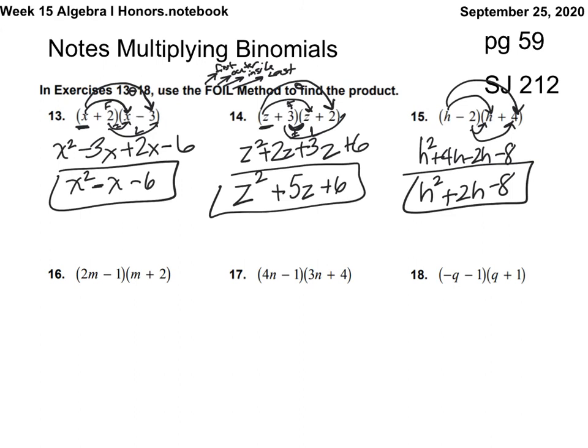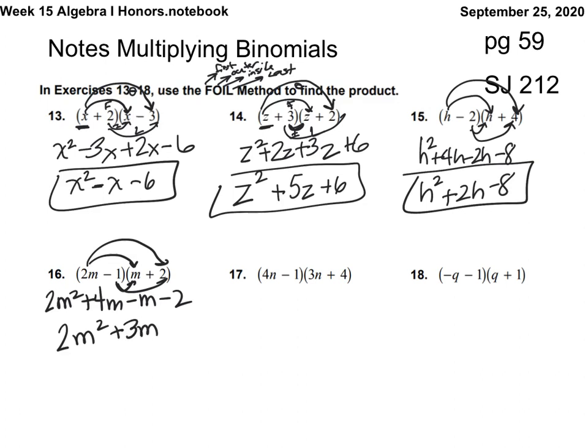16. Outside terms. Oops, so sorry. 16. First terms, 2m times m. Outside terms, 2m times 2. Inside terms, negative 1m times m, negative 1m. Last terms, negative 1 times 2, negative 2. Combine like terms. Middle terms are alike. 4m plus negative 1m is 3m minus 2.